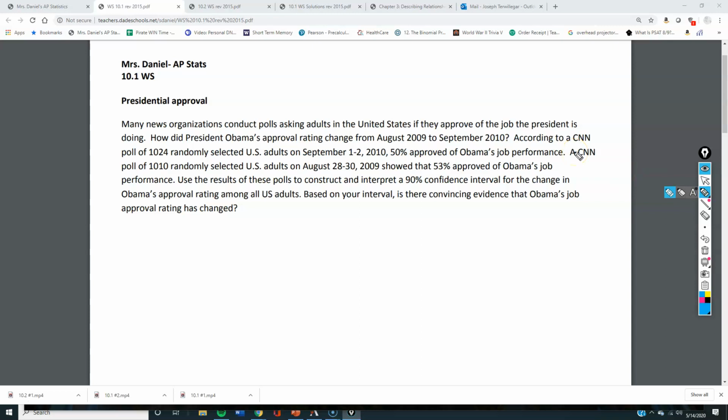Also, I'm not sure if they'll actually put this one on the test this year. But let's find out. Alright, pause it, read it, try it. So we're trying to see if Obama's approval rating went up from 2009 to 2010, right?